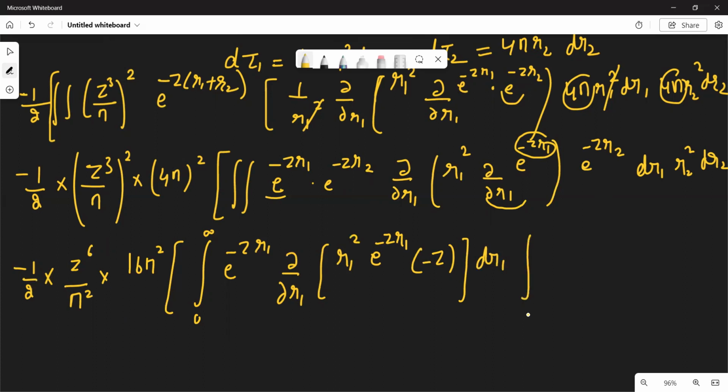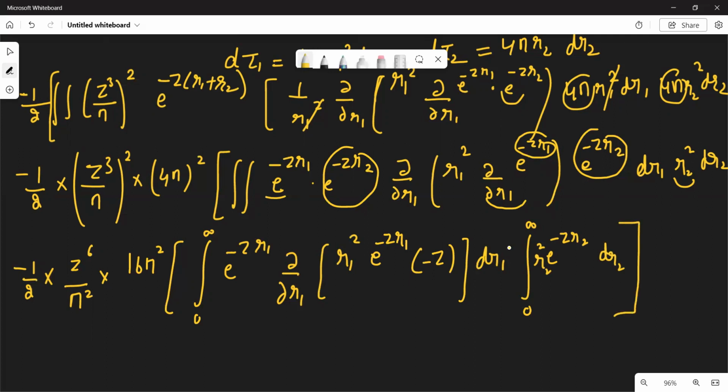Then we'll write the second integral, again with limits from 0 to infinity. Here we have two exponentials, the first and the second, so we can combine them. We'll get e raised to power minus 2Z r2. Also, we have r2 square that I'll write over here, into dr2. Okay, so now we will solve these integrals one by one.